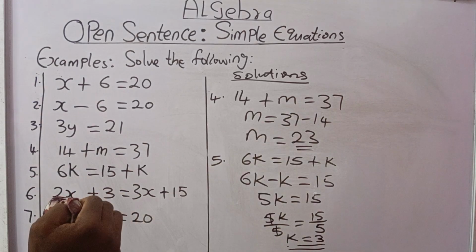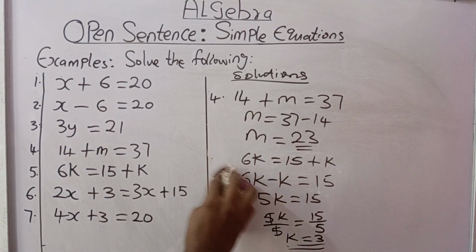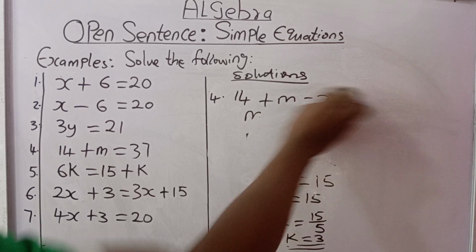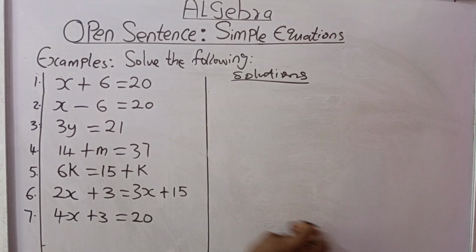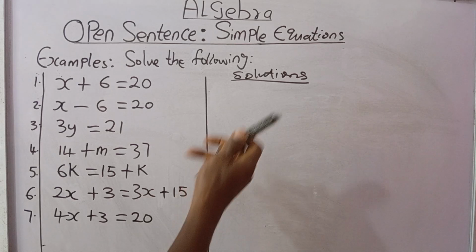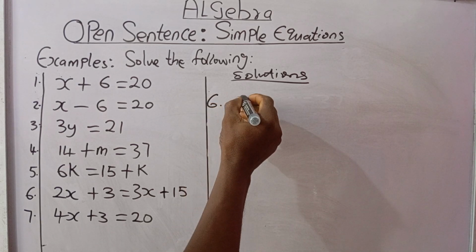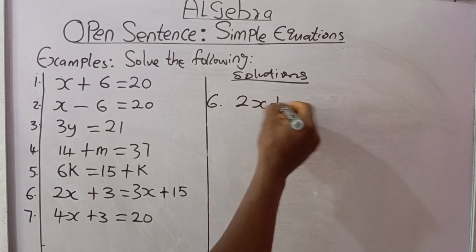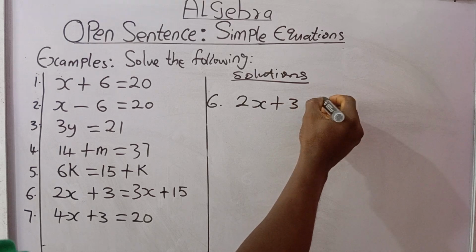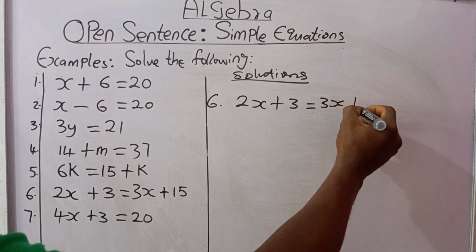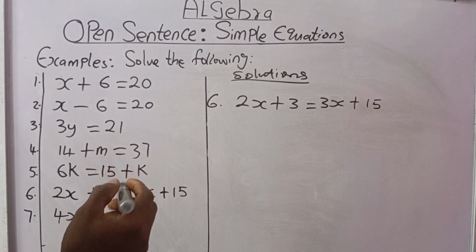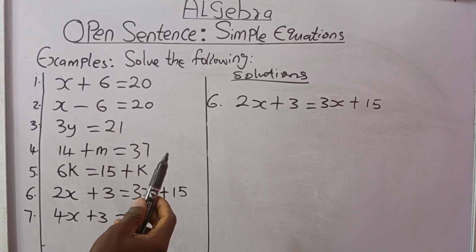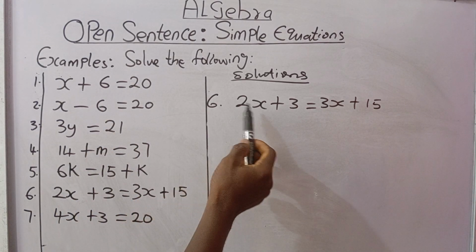You can give number 6 a try, can you? All right, so let's move to that. Question 7, for 6 first, before we go to 7. Question 6 says 2x plus 3 equal to 3x plus 15. So now we have two like terms each here. Here we have a 2x.